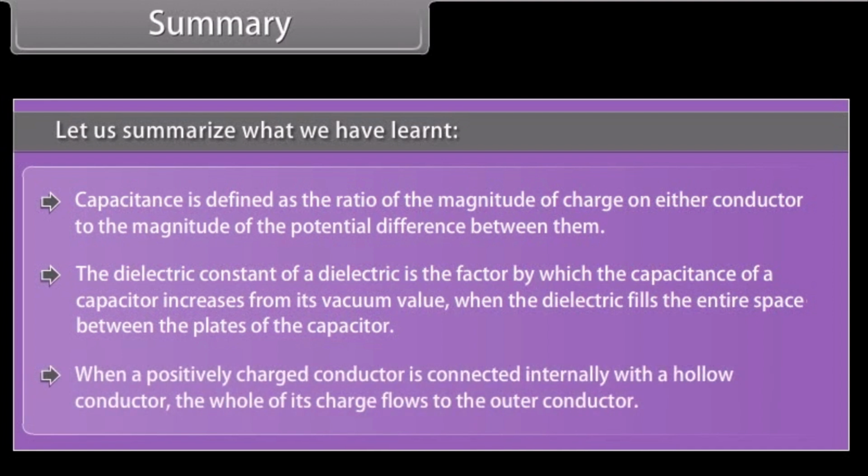When a positively charged conductor is connected internally with a hollow conductor, the whole of its charge flows to the outer conductor.